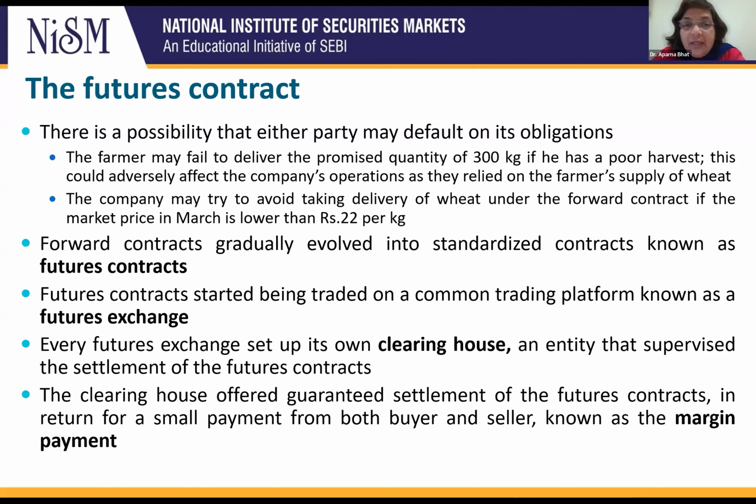So what is the job of the clearing house? It is to ensure that the buyer pays the amount to the seller and the seller delivers the asset to the buyer. And if either party defaults, then the clearing house steps in and makes good to the other party, right? And in return for this guaranteed settlement, the clearing house collects margin from both the parties. So that's how the forward contracts came to be converted into futures contracts. The futures contract is a modern day version of the forward contract, and today it is actively traded all over the world.